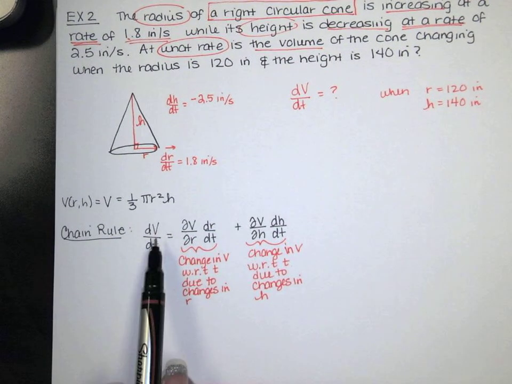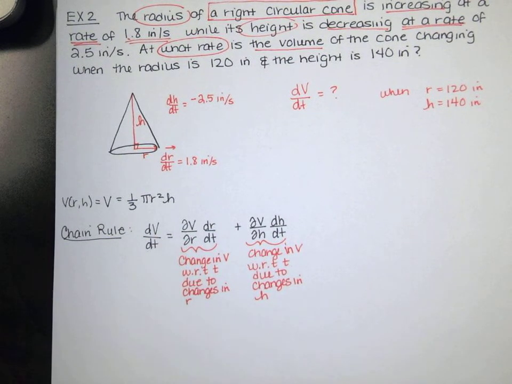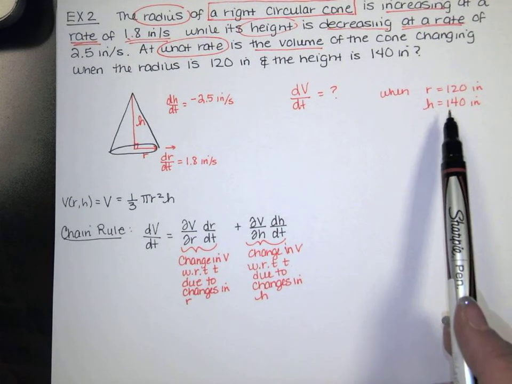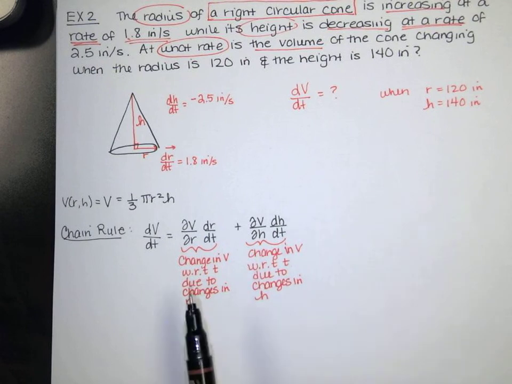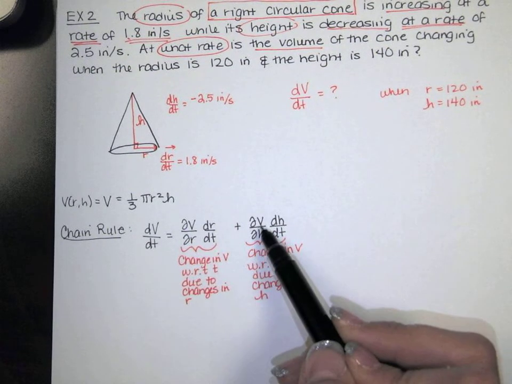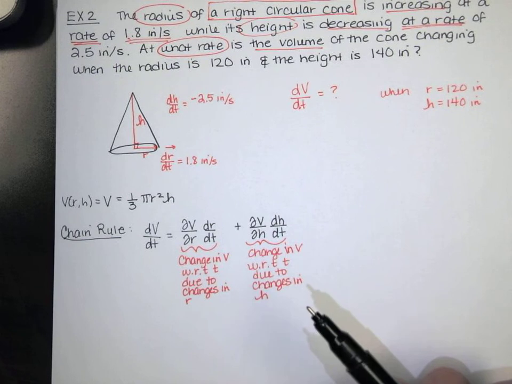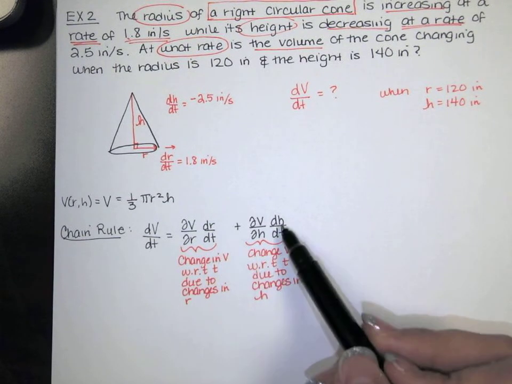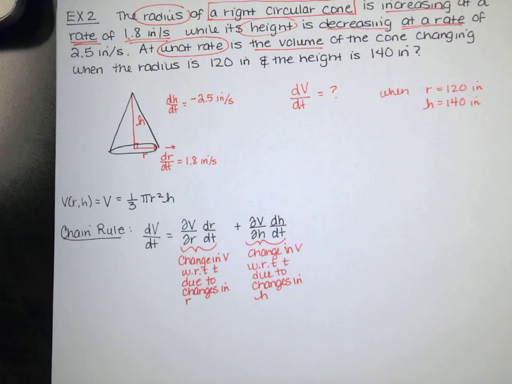Okay, and this is asking for dV/dt, so we want all of our answers finally in terms of time. And actually they're giving us a particular radius and a particular height, so we should be able to write this as a single number rather than a function of t. So it's actually pretty easy to compute. We just need those two partials and those two derivatives of r and h with respect to time. And those were constant and given to us, so we're just going to substitute those in at the end.